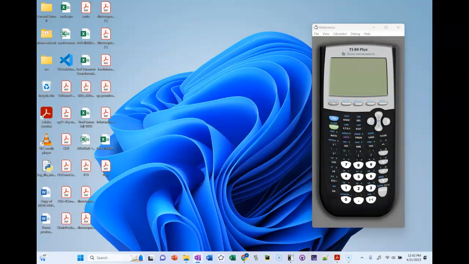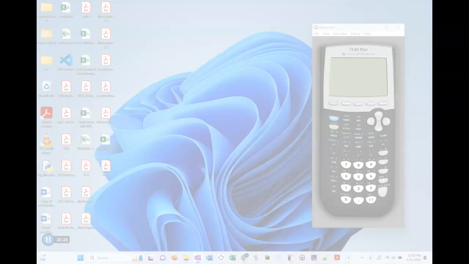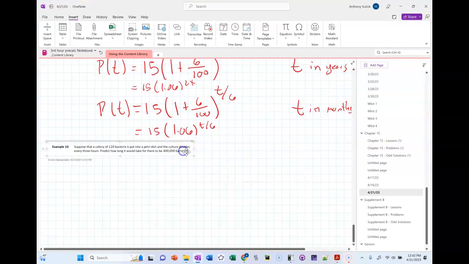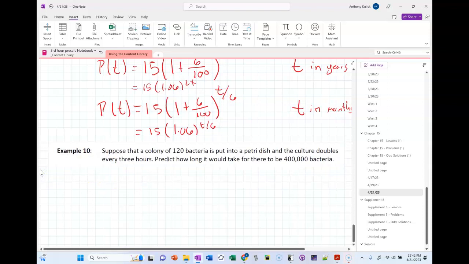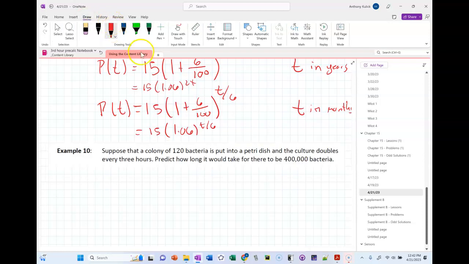So we've seen what to do if the time isn't a standard unit. Now what we're going to do is look at what if the R value is hidden. Ooh. So again, suppose that a colony of 120 bacteria is put into a petri dish and the culture doubles every 3 hours. How long would it take there to be 400,000 bacteria? So again, clearly this is a population situation, right?